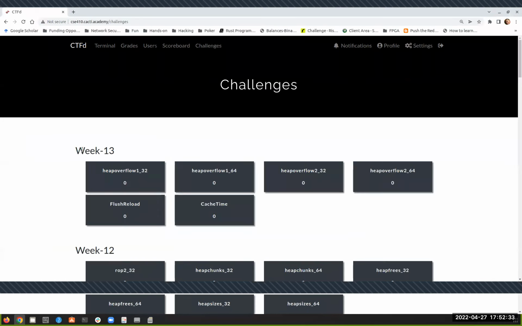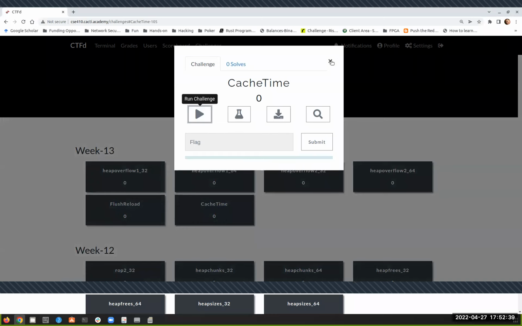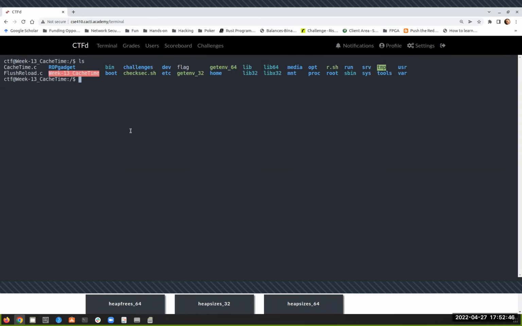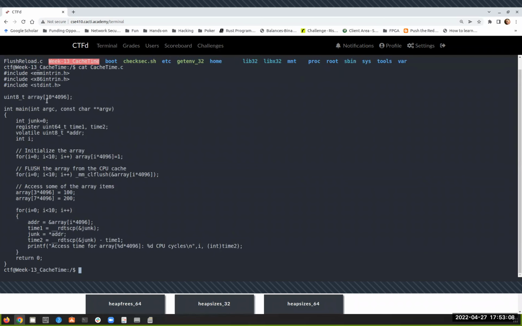I think the server code could be a little bit different. Let's do the cache time. By the way, this program doesn't have to be a set UID program. It's just because of the way we designed the server, everything we put here will be a set UID program. And later we're going to show you this program doesn't have to be a set UID program. It's just a regular program. You can see this is almost the same source code. Here we're accessing 3 and 7, different from my code on my slides, which is 2 and 8.